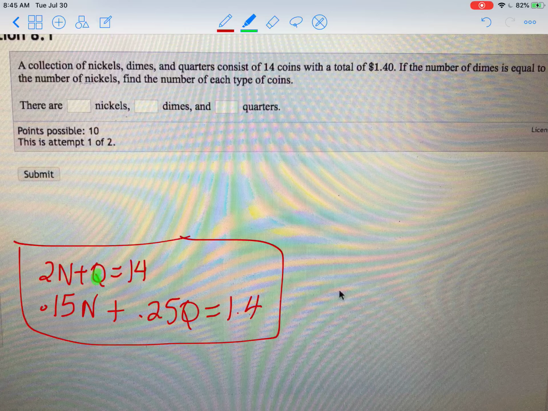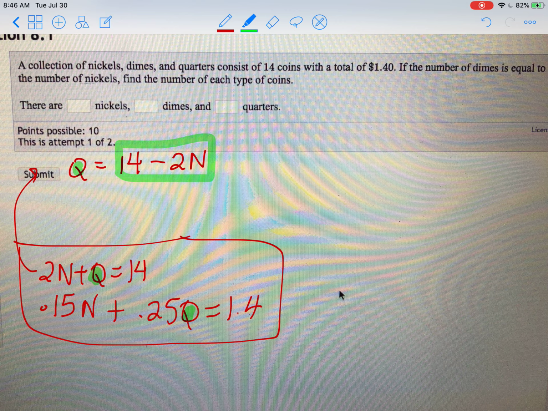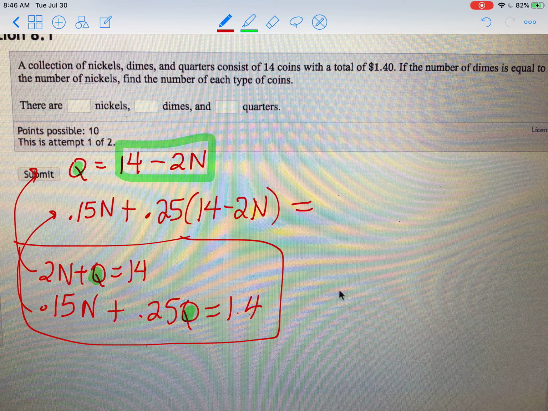One straightforward way to do this is to solve for Q, meaning take this piece and bring it over to the other side, so you have an equation now of just Q equals, and then you replace the Q in your second equation with what it equaled. From the first equation, we're going to have Q equals 14 minus 2N. So now you can replace in the second equation what Q is. That gives us 0.15N plus 0.25 times parentheses 14 minus 2N, close the parentheses, equals 1.4.